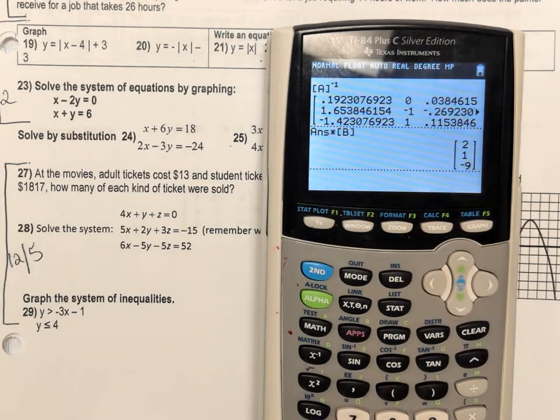Guys, I guarantee you, if this was a choice, I would have A is 2, B is 1, C is -9, D is whatever, E is whatever, right? And you've got to make sure you read the question carefully. Does that make sense?